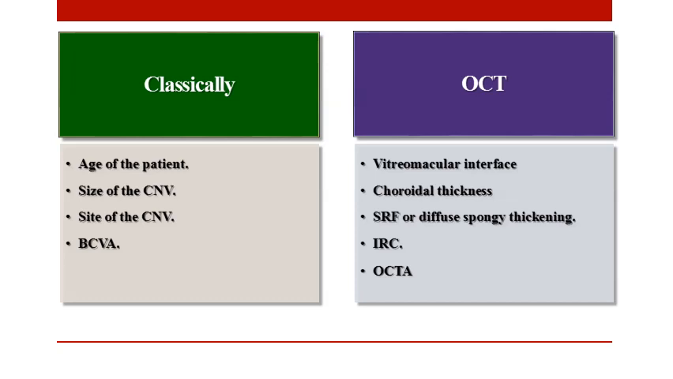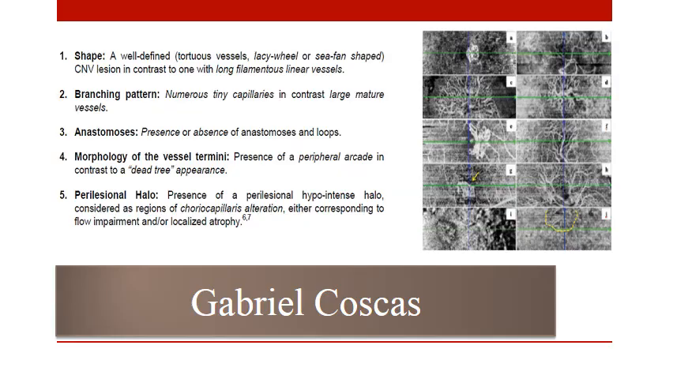The type of the fluid present. Subretinal fluid or diffuse spongy thickening gives you a better prognosis. Intraretinal cysts and cystic retinal changes, on the other hand, carry a less favorable prognosis. OCT angio is a new player that plays an important role in the prognosis of the disease.